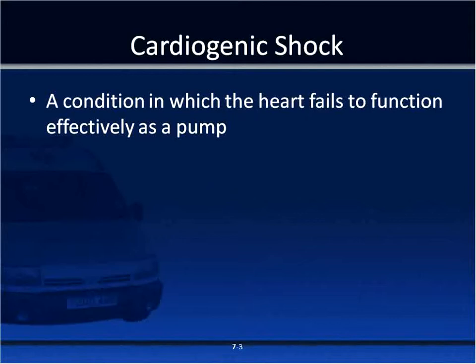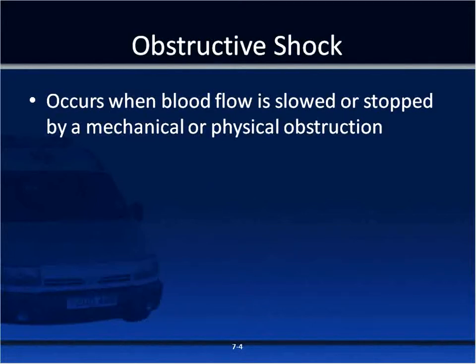Next we go to obstructive shock. Obstructive shock occurs when blood flow is slowed or stopped by mechanical or physical obstruction. This type of shock may occur when blood collects in the sac around the heart, preventing efficient cardiac contractions, or when air is present in the chest due to lung injury, putting pressure on the great vessels in the chest and limiting blood flow.